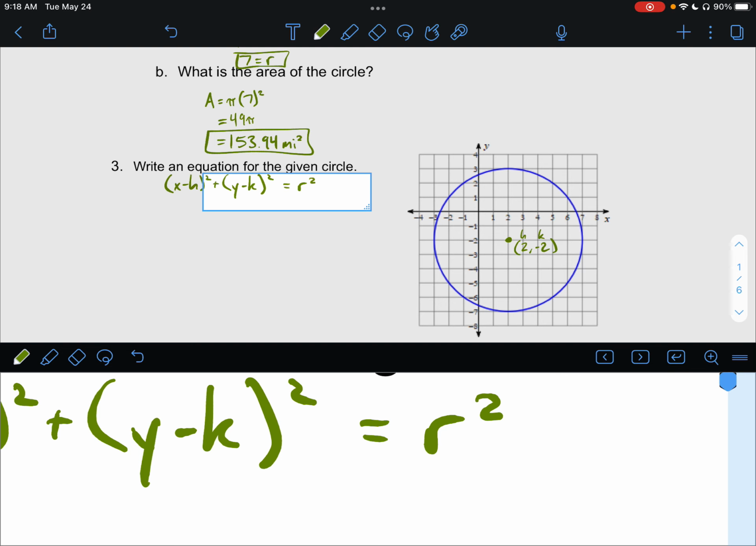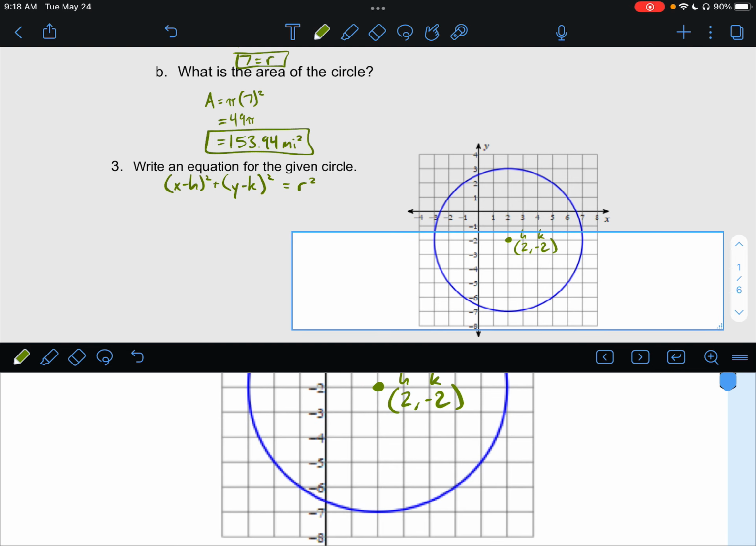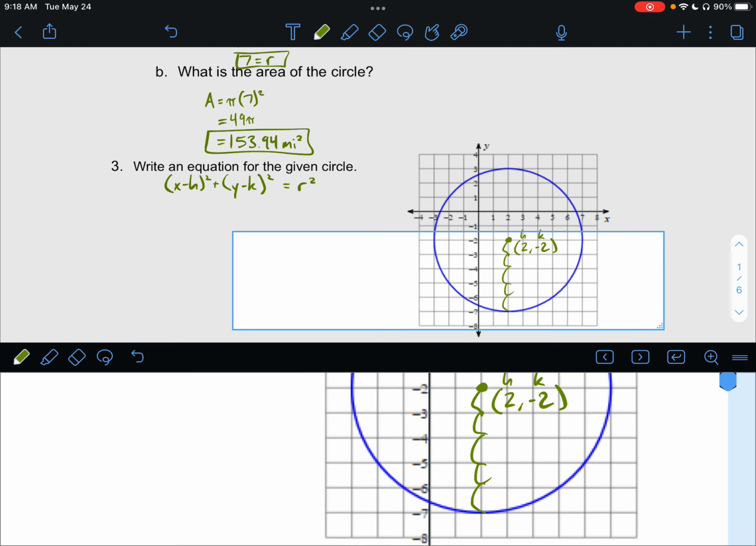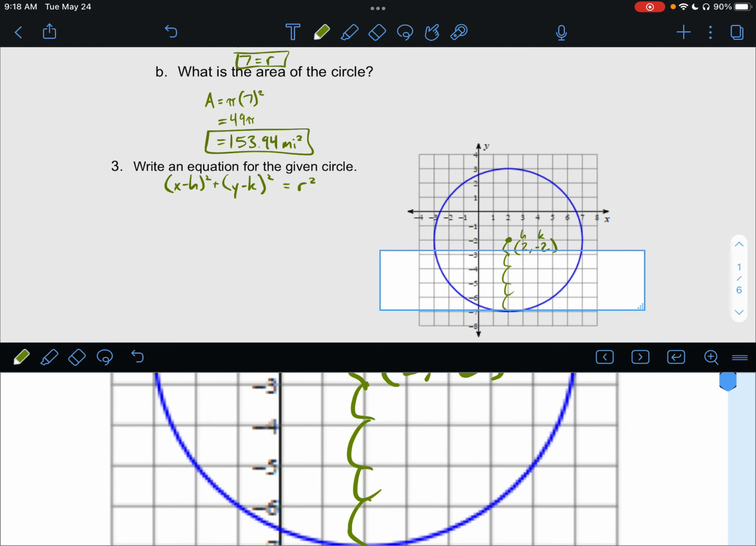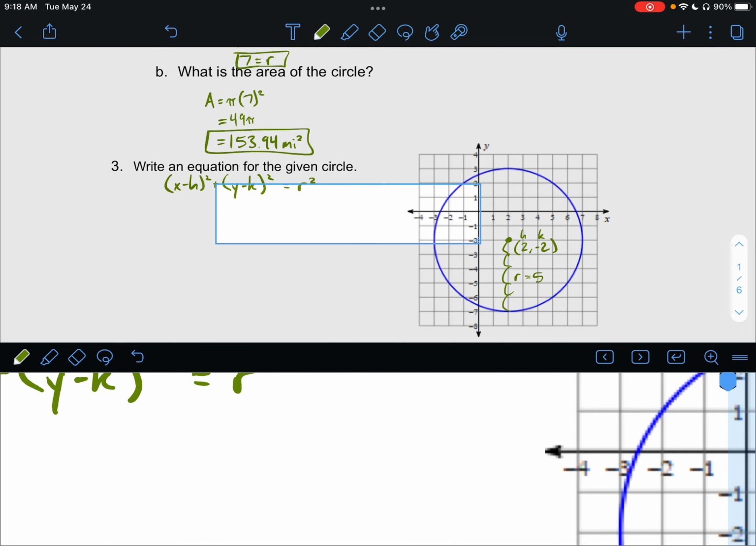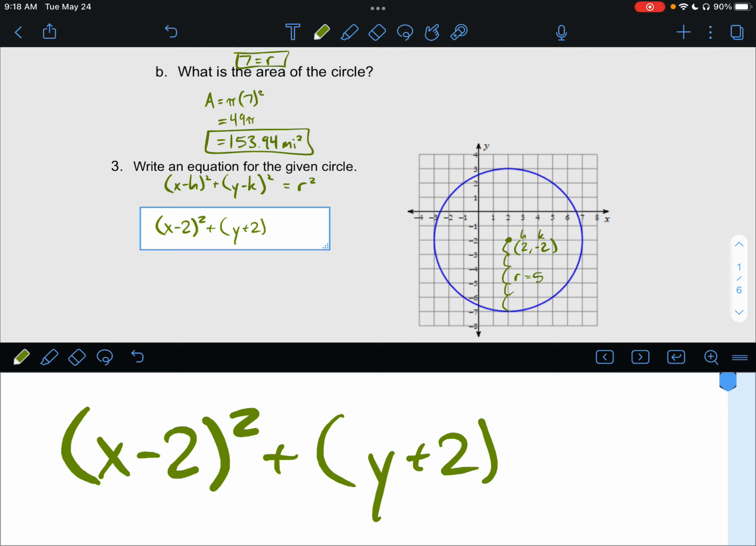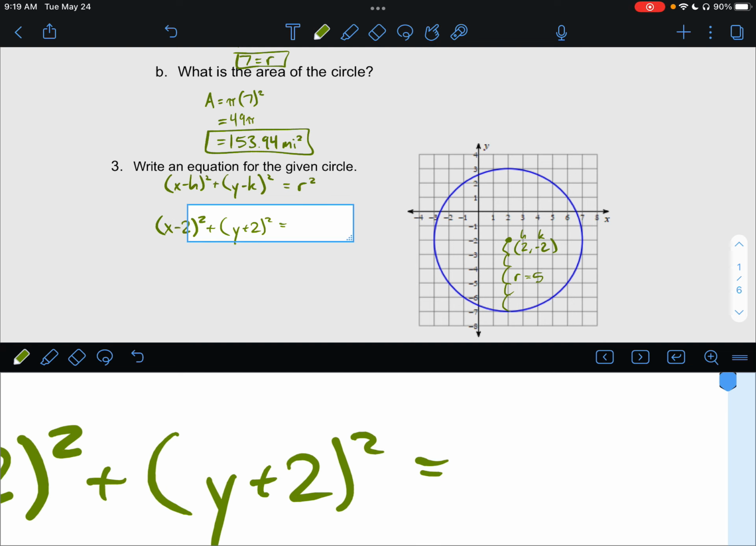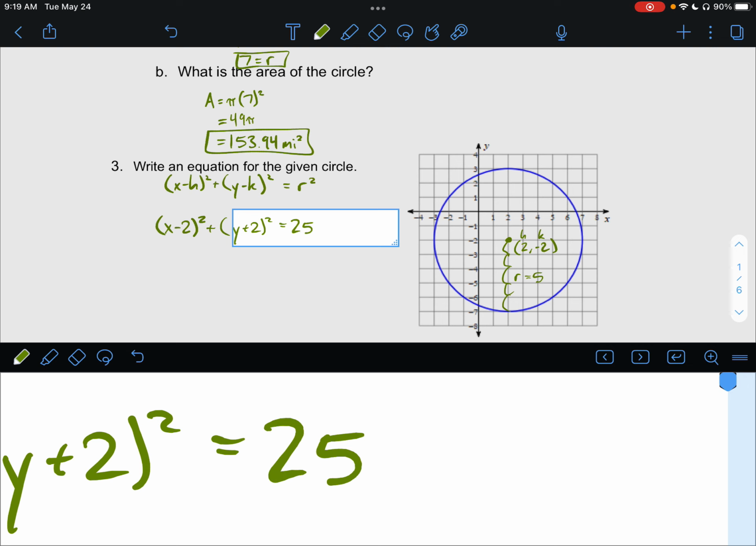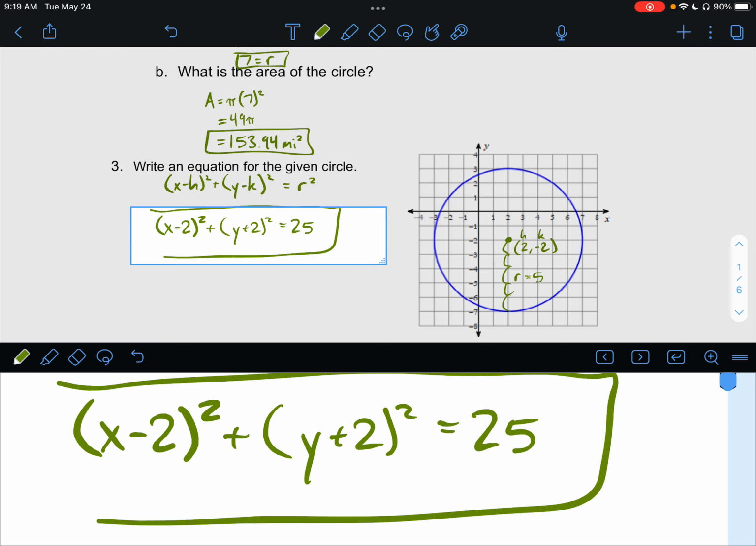So I need to know my radius also. I just pick that center and count out in any direction. Doesn't matter which direction. I can go 1, 2, 3, 4, 5. So the radius is 5. And that's my h, k. Now I just need to plug it in. So (x minus 2) squared plus (y minus -2), or just (y plus 2) squared, equals r squared. Since r is 5, 5 squared is 25. And that's the equation of the circle.